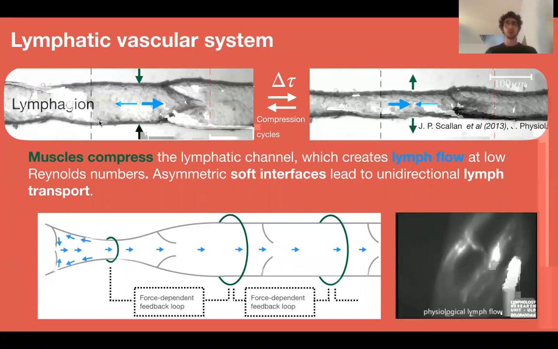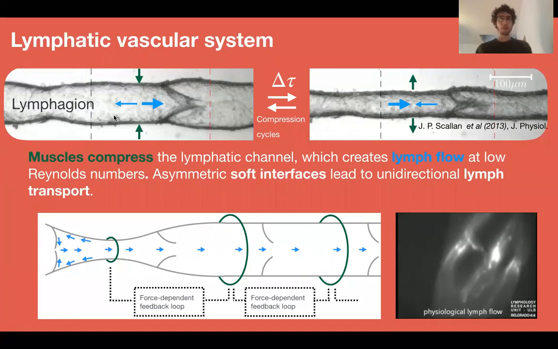So here you have two images of the same lymphatic channel. And the way liquid is transported in the system is via the following method. You have a soft tube that contains the lymph, and muscles are going to compress this tube. If you compress a tube containing liquid, of course, what you're expecting is that the liquid is going to flow in both directions. But what you want is to transport it in one specific direction here.